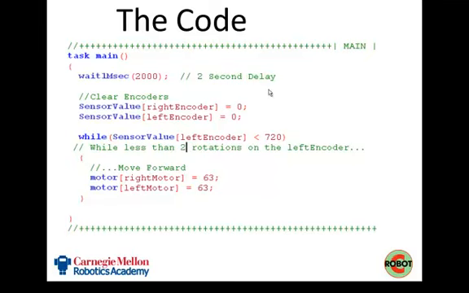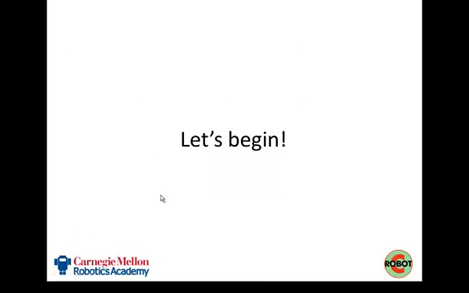And with this code, we're going to start with task main. We're going to wait for 2,000 milliseconds or 2 seconds. Anytime we use encoders, we're going to have to clear the value of the encoders. So we're going to set them both to 0. And then while the sensor value of the left encoder is less than 720 degrees, or less than 2 rotations, then we're going to execute whatever's inside these curly braces. And so that's going to make the right motor and the left motor move forward at 63 power.